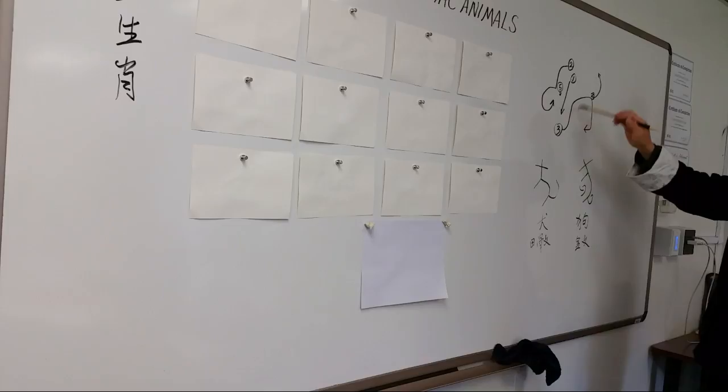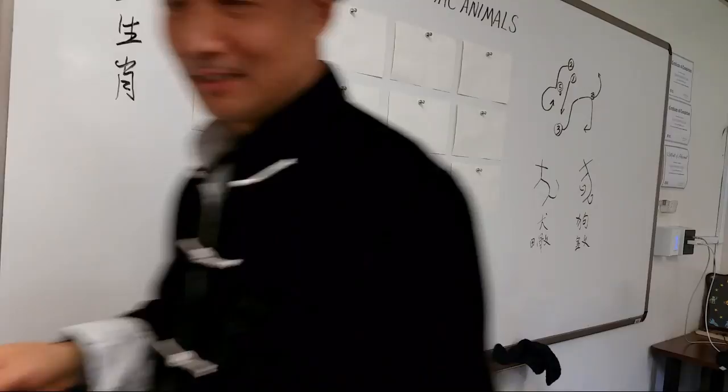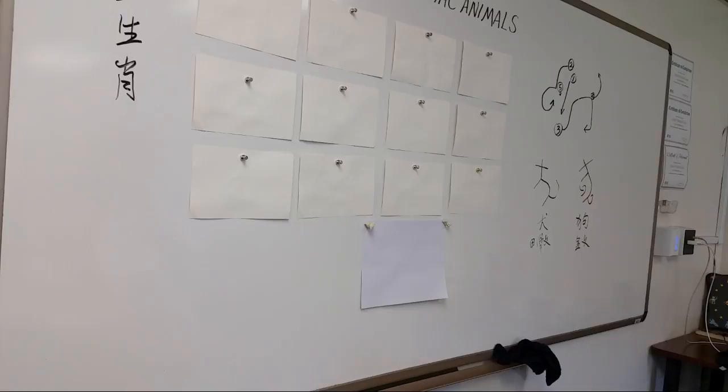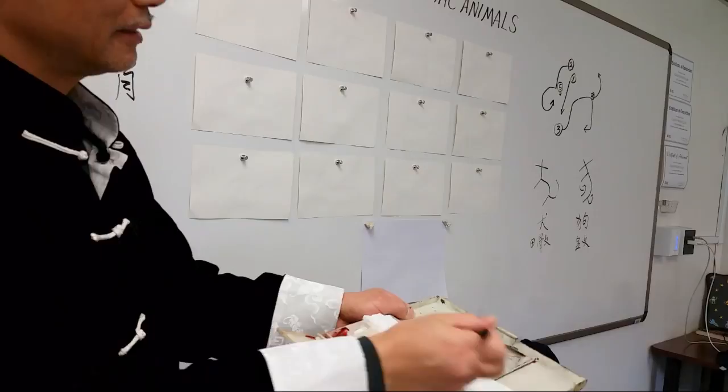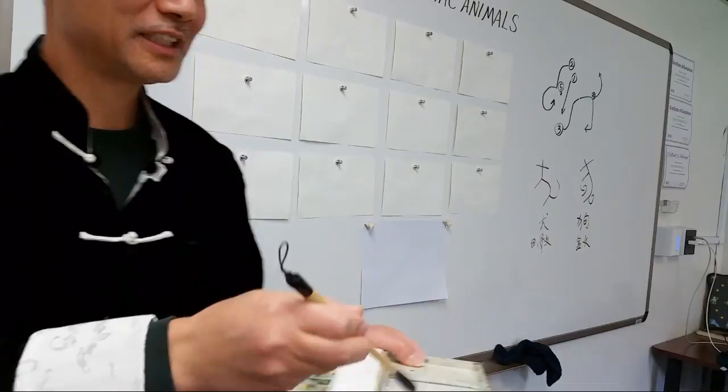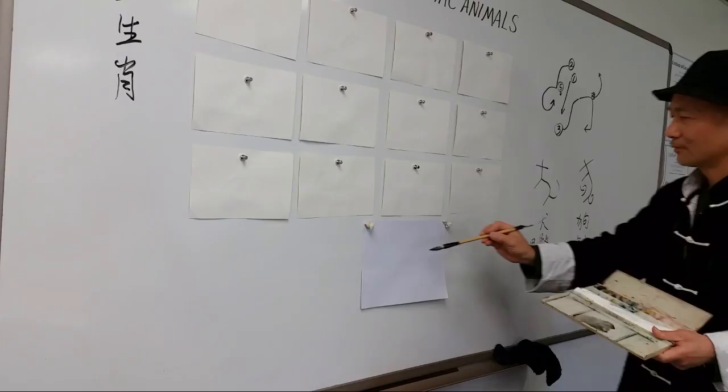Let me show you how to do this, okay? You can use ink as a color. You can use a little diluted ink, or you may have the water you use for washing the brush, that's good already. So you use light ink to paint. Let me get my ink close by.